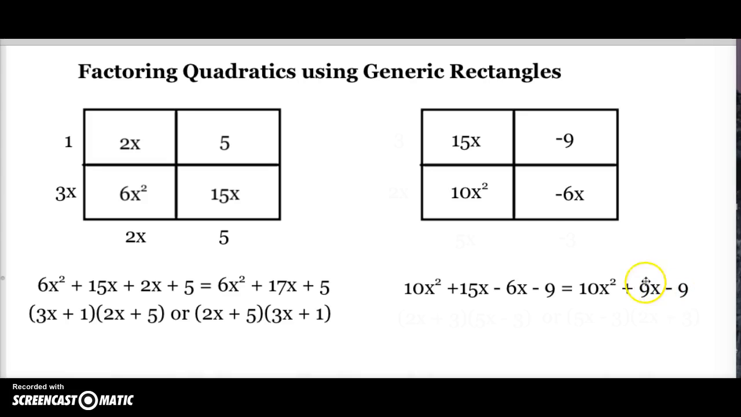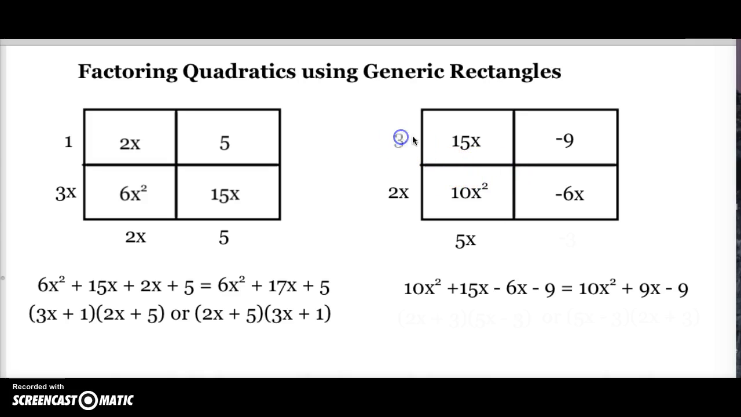I want to write it as a product, so I'm going to factor with my generic rectangle. On the bottom row I have 10x squared and negative 6x. Well, 2 factors both 10 and negative 6, and x factors x squared and x. So I can factor 2x out of that bottom row. If this length right there is 2x and my area is 10x squared, this length is going to have to be 5x, because 2x times 5x is equal to 10x squared. Since it's a rectangle, I know that this length is also 5x.